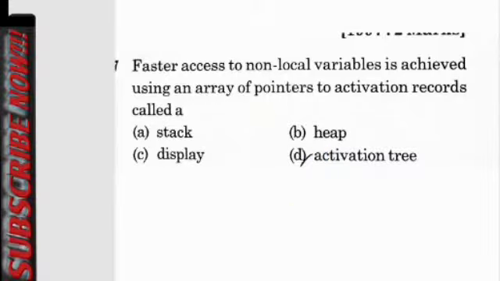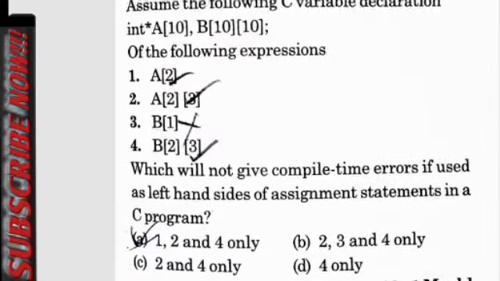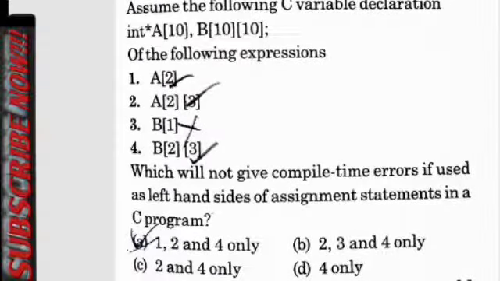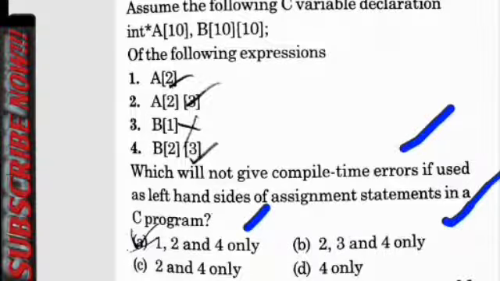Now come to the next question. Assume the following C variable declaration: int *A[10], B[10][10]. Of the following expressions, first is A[2], second A[2][3], third B[1] and fourth B[2][3], which will not give a compile error if used as the left hand side of an assignment statement in a C program. Options A, B, C and D are given. Now come to the solution of this question.